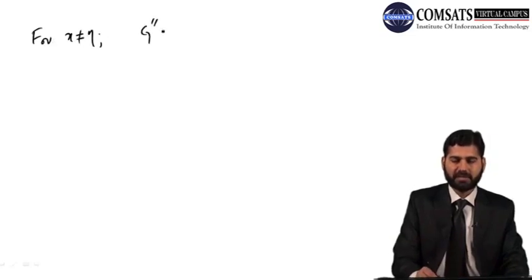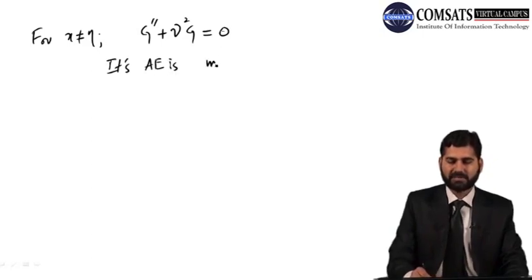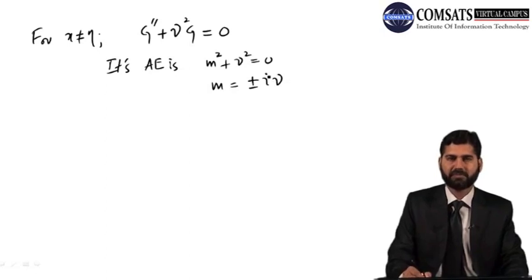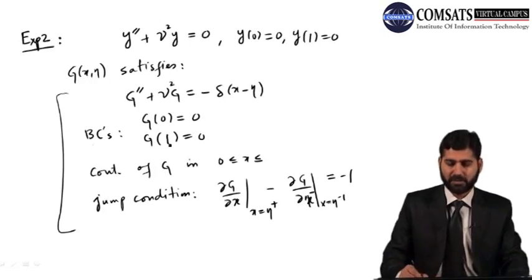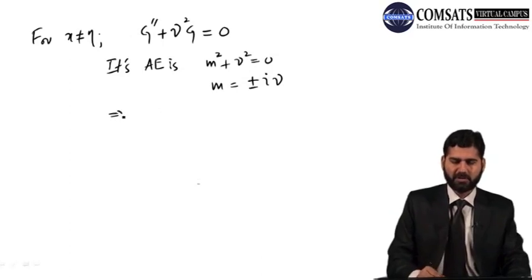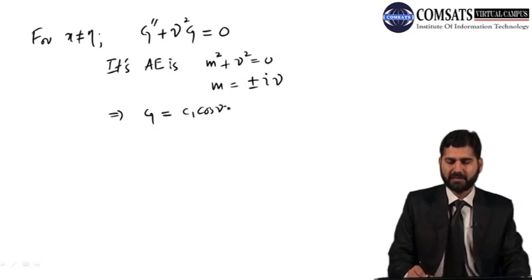g double prime plus nu square g is equal to 0, and its auxiliary equation is m square plus nu square is equal to 0. So m is plus minus iota nu. Take, for convenience, this to be equal to 1, just to keep things simple, and from here your g should be equal to c1 cosine nu x plus c2 sine nu x.